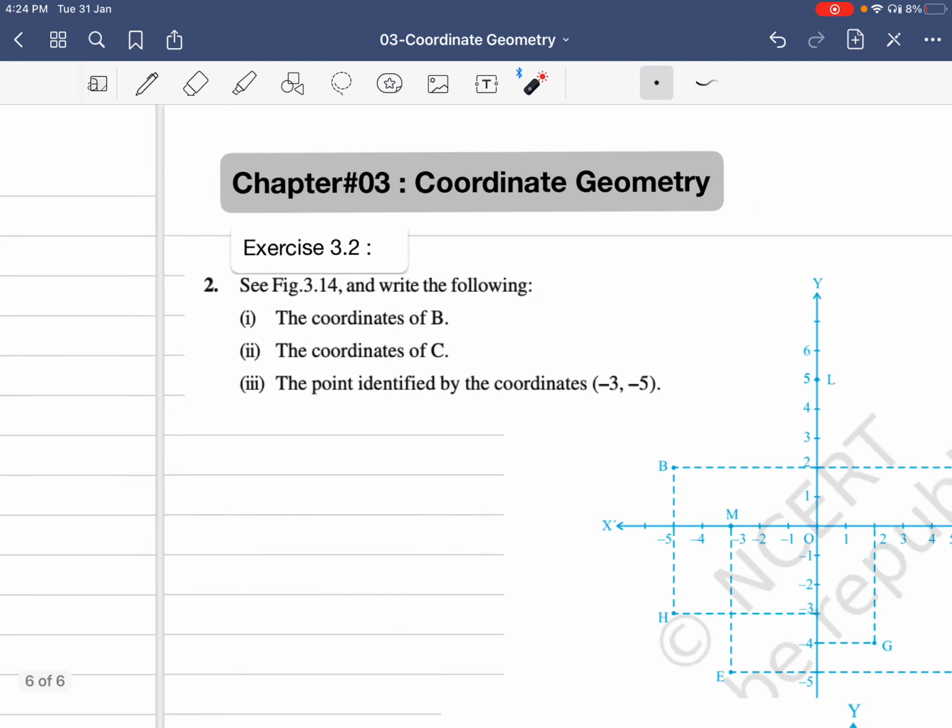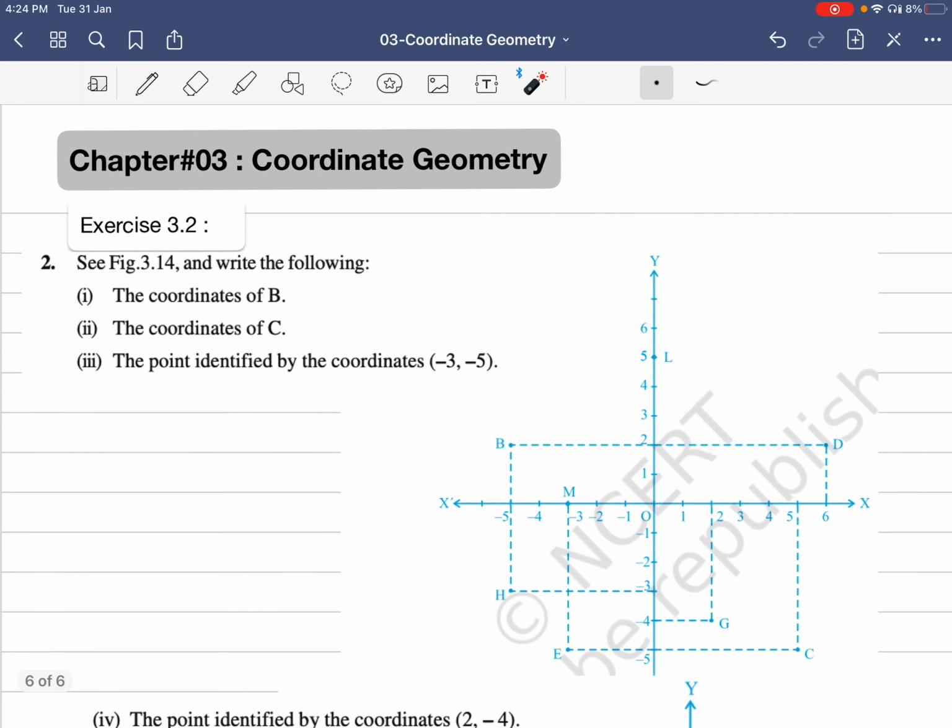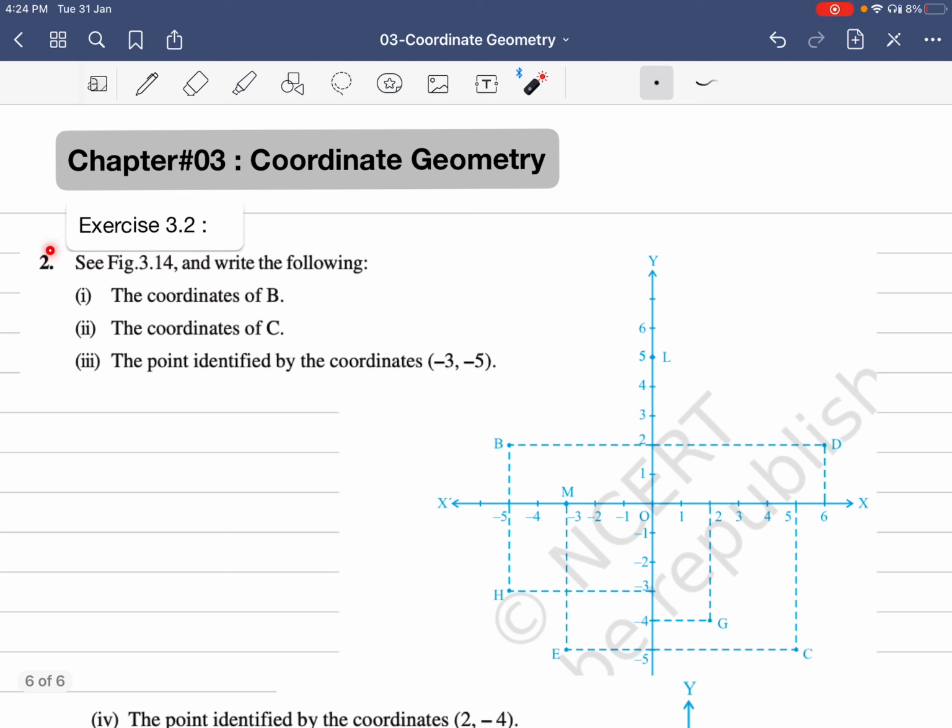Okay, now let's go to the second question. So this is again exercise 3.2, question number 2. Now this is based on a Cartesian system which is already given to us. So see figure 3.14. This is our figure 3.14 and write the following. So let's see every question one by one. First, we have to write the coordinates of B. So where is point B? So yes, this is our point B. We have to write its coordinates.